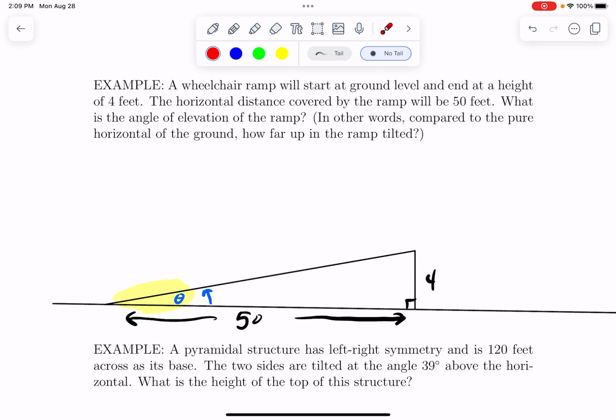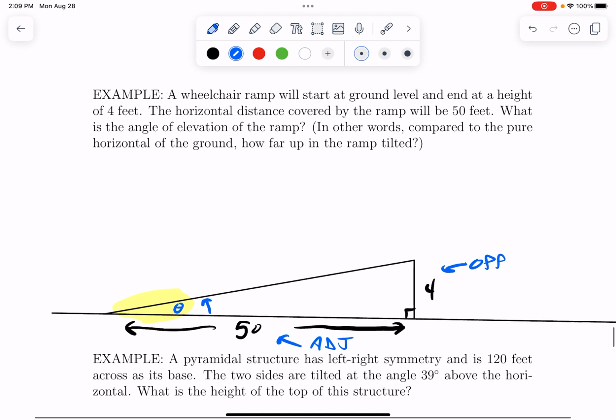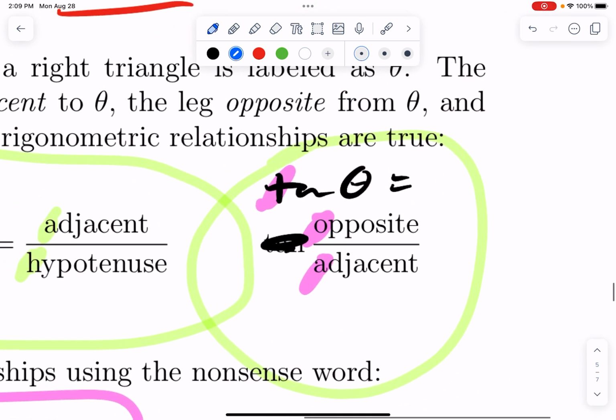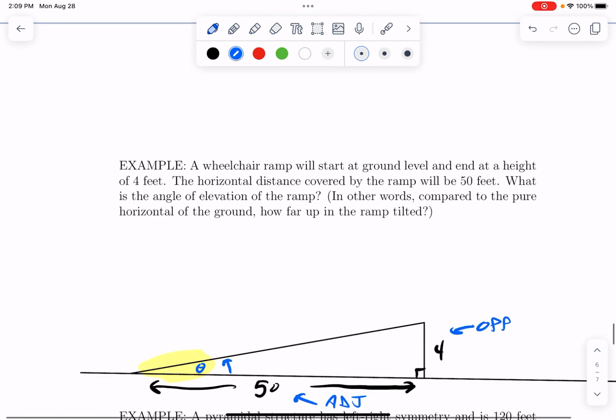You really want to focus on the most important elements. Usually there are 3 of them. Usually you can focus on 2 sides and an angle. From the point of view of this angle here, the 4 is the opposite leg, and the 50 is the adjacent leg. So we want to think, all right, which is the trig function that explains how opposite and adjacent are related? Maybe you don't have this memorized, but here it is in tangent. Tangent of theta is opposite over adjacent. So let's write that down.